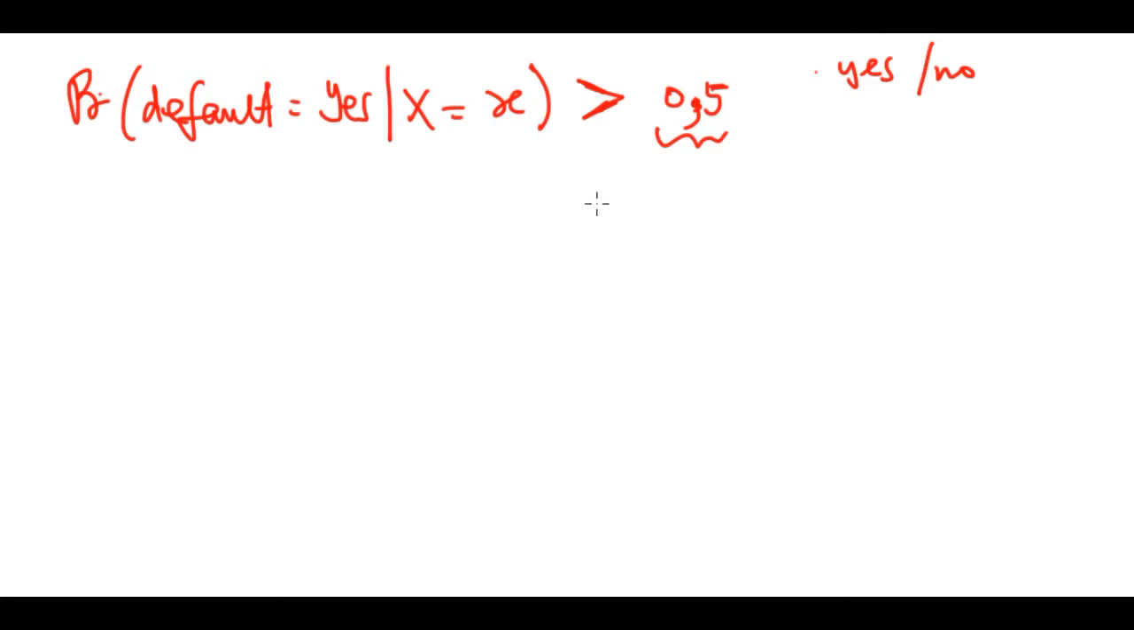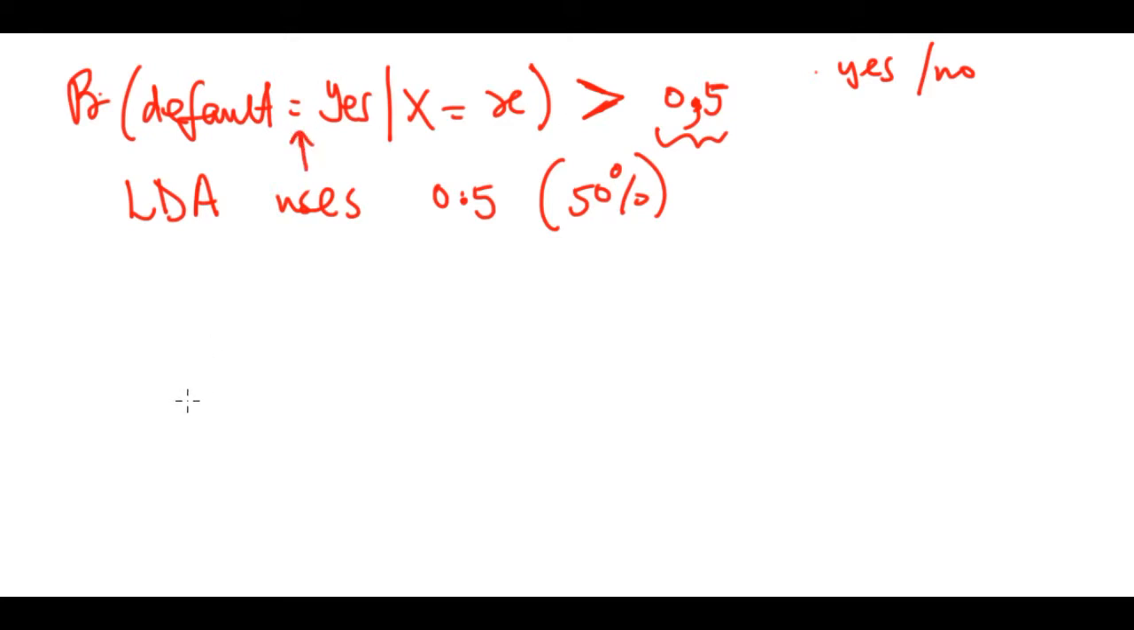Cool. So just like Bayes, LDA by default, because LDA tries by all means to estimate the Bayes classifier, uses that threshold. LDA uses 0.5 probability as the threshold, or 50%. If someone is greater than 50%, it would predict default equal to yes, right?